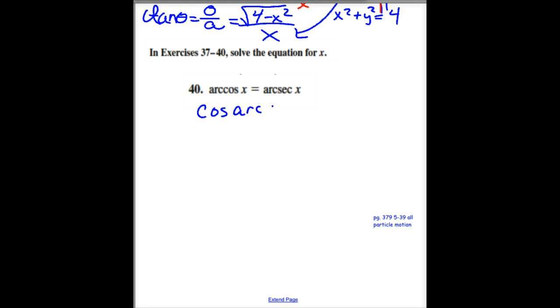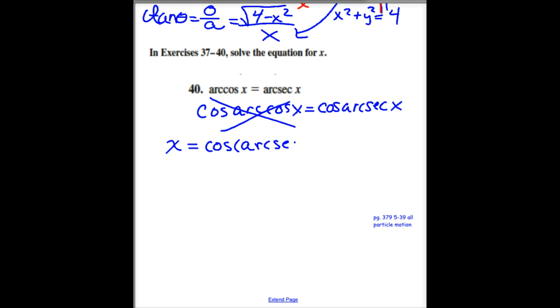So I'm going to undo the function on the left, and I'll do the same function to the right. It looks really weird, but these undo each other. So I've got x defined as cosine of arc secant x. And this is where it gets a little weird and you kind of have to have your ducks in a row. x is the cosine of an angle. Let's write that down. That angle is that. So now let me get my hands on that angle.